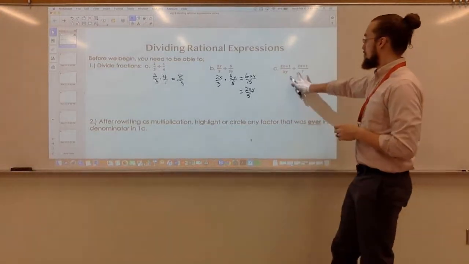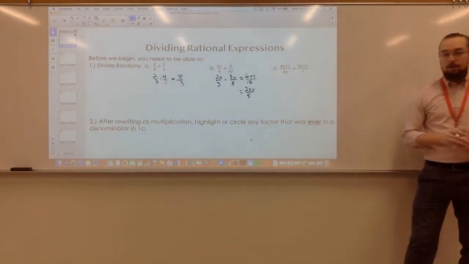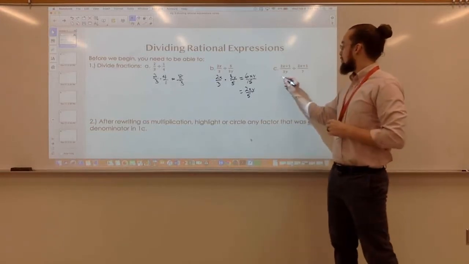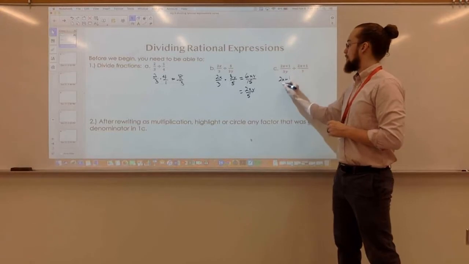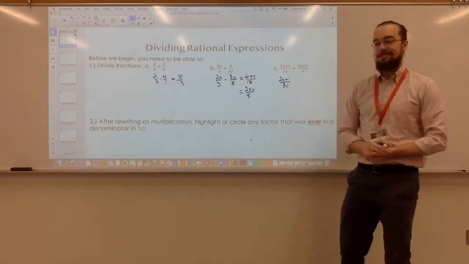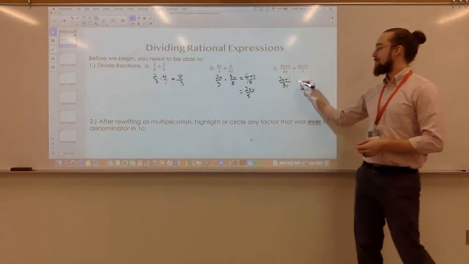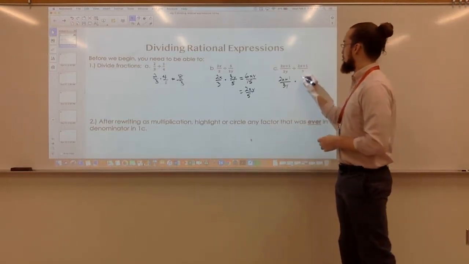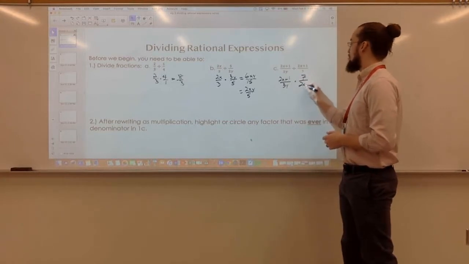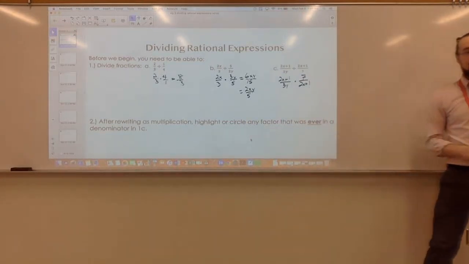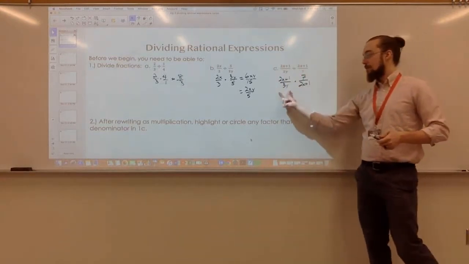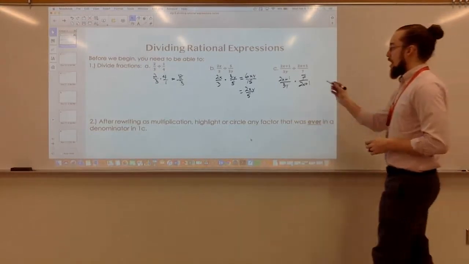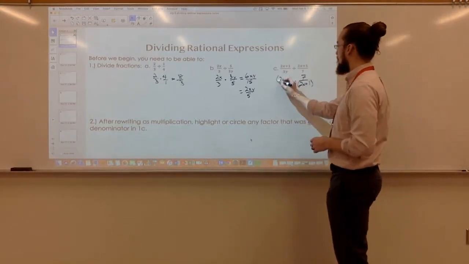Alright, so let's take a look at the last one here then. Okay, this one we throw in a few more expressions. So again, I'm multiplying by the reciprocal of the second fraction. Okay, the first fraction stays exactly the same. The second fraction, I flip it. So how can I multiply this now?